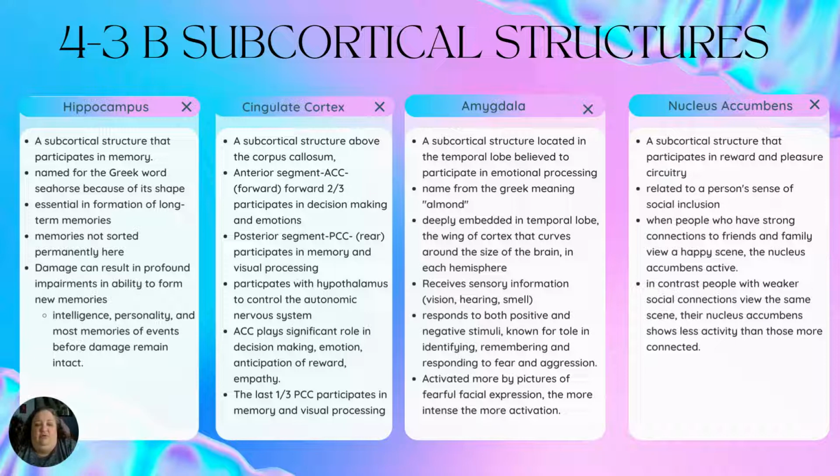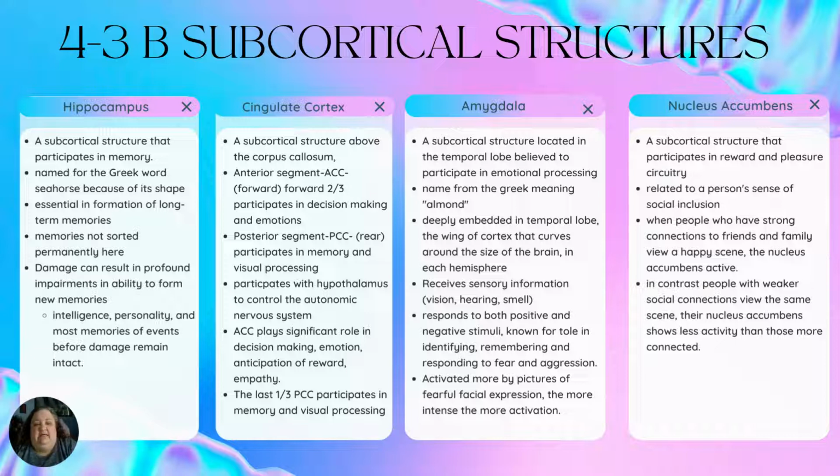The cingulate cortex is above the corpus callosum. It's divided into 3 sections. The anterior or the forward section participates in decision making and emotions, and the posterior section participates in memory and visual processing. Both of them participate with the hypothalamus in controlling the autonomic nervous system.